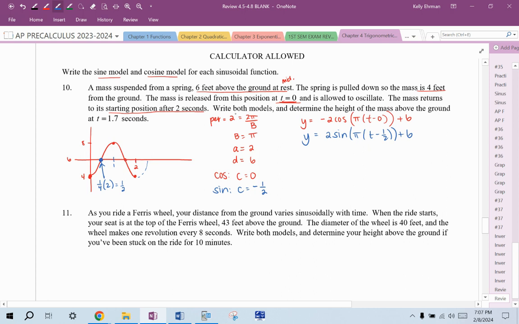And then this also says, write both models. We did that. Determine the height of the mass above the ground at 1.7 seconds. You should be able to plug into either one of these two equations. It doesn't matter. But you're finding t of 1.7, which means put 1.7 in for that t.